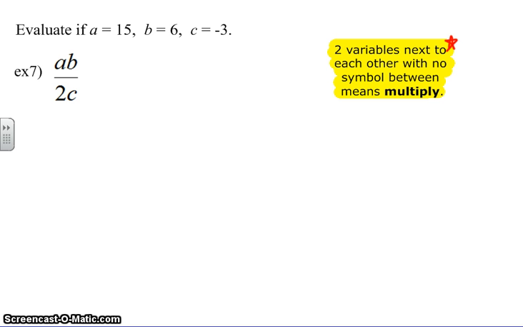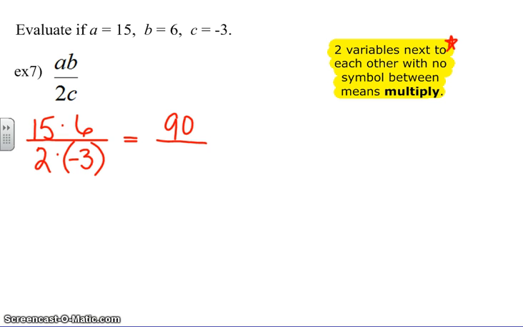So a is equal to 15 times b is equal to 6 divided by 2 times c, and c is equal to -3, and I'm going to put that -3 in parentheses so I don't get confused and think it is 2 minus 3. Now I need to simplify using my order of operations. 15 times 6 is 90. 2 times -3 is -6, and 90 divided by -6 is equal to -15. So that is our simplified answer.